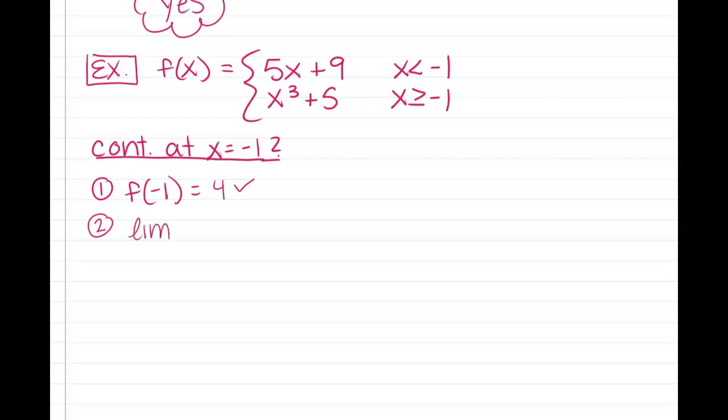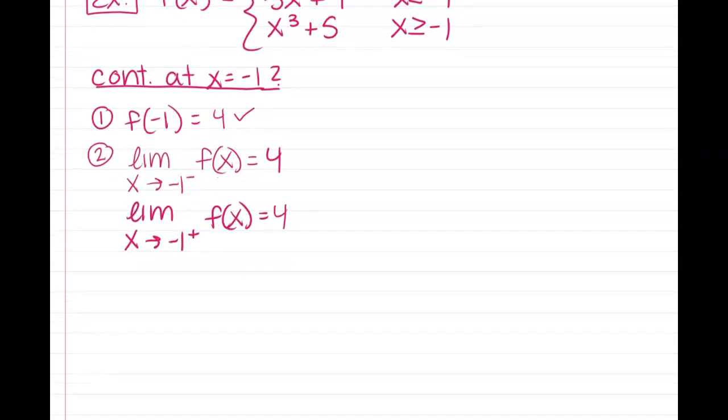Number 2, the limit from the left. The limit as x approaches negative 1 from the left of f of x. That's going to be x is less than negative 1. 5 times negative 1, negative 5, plus 9 is 4. Good. From the right, the limit as x approaches negative 1 from the right of f of x. From the right, we have negative 1 cubed is negative 1 plus 5 is 4. So both limits on either side are the same. So the limit as x approaches negative 1 is 4. So we're good.